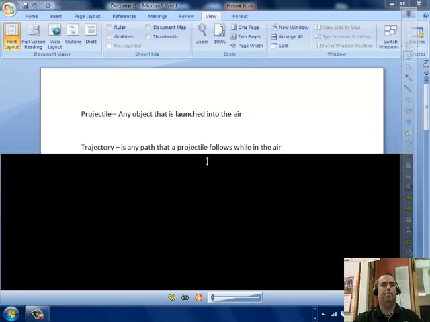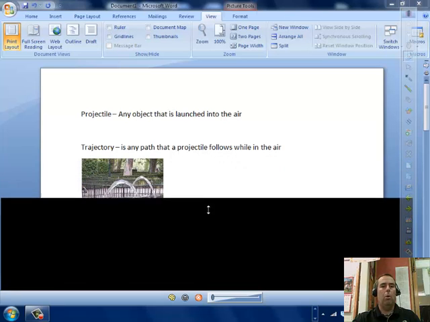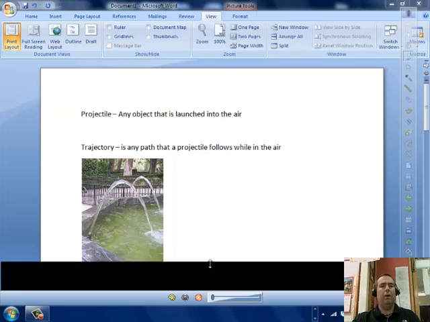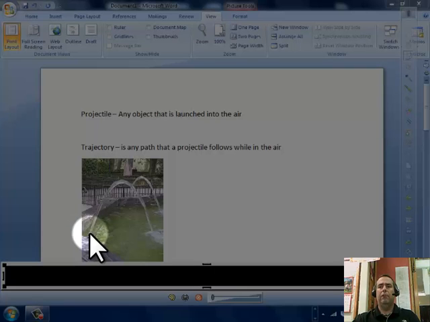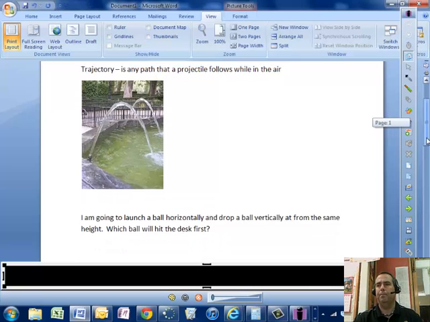Rocks, for example. Now, what we are going to be focusing on in this chapter is the trajectory, and that is the path the projectile follows while in the air. If you look at this water, you've got the water launched out, it reaches its highest point where gravity causes it to stop, and then the water begins to fall.